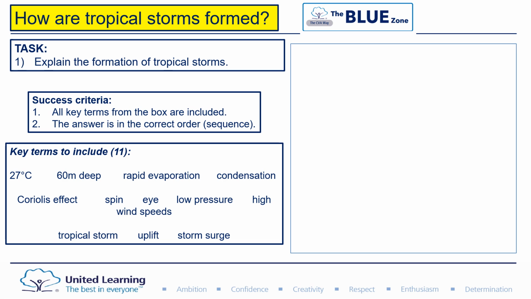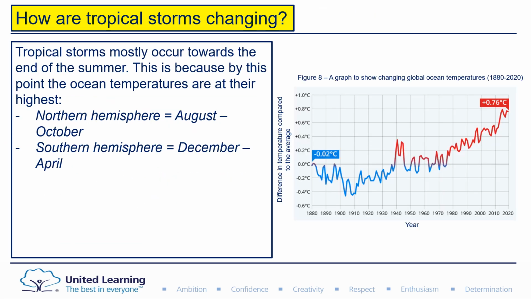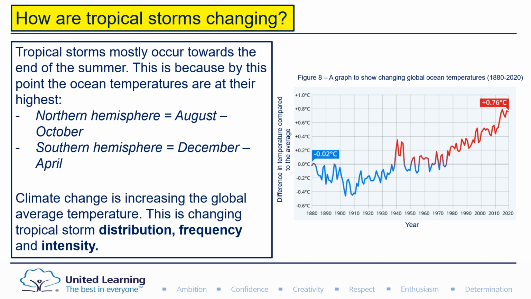So as to tropical storms, how they form, what we need to think about now is how can climate change affect tropical storms. So tropical storms are seasonal. They mainly happen at the end of summer because that is when the sea temperature is warmest, and it has to be 27 degrees.